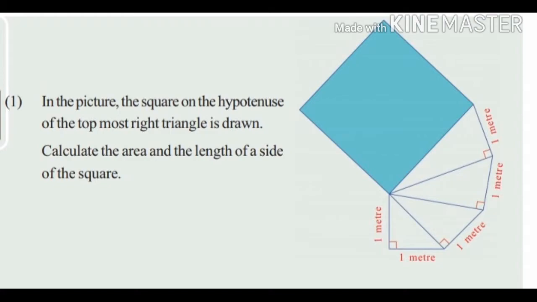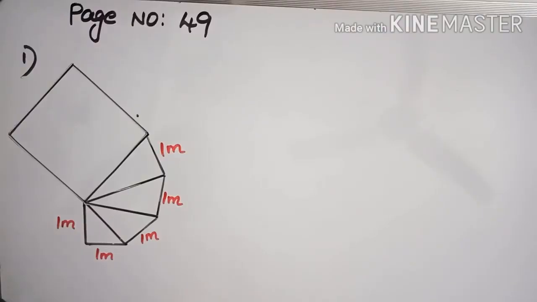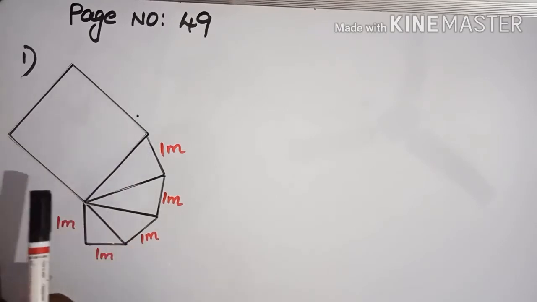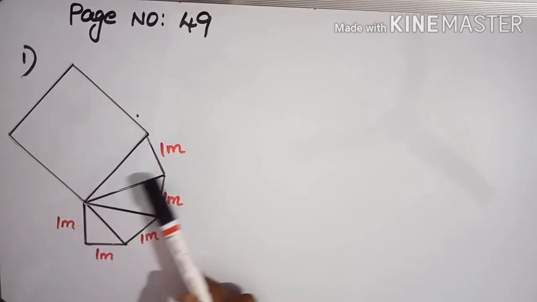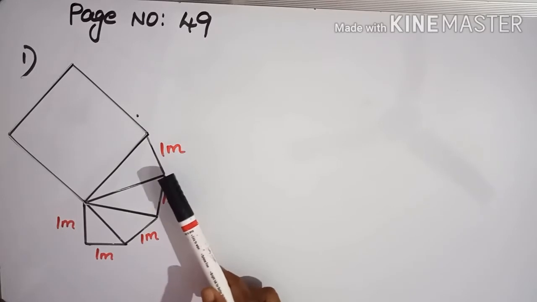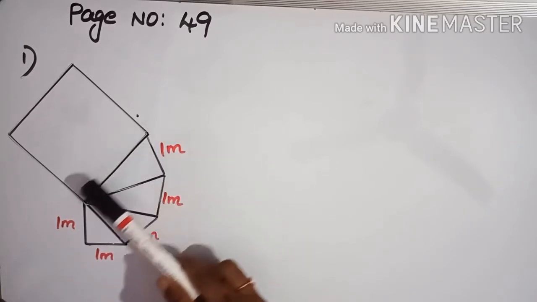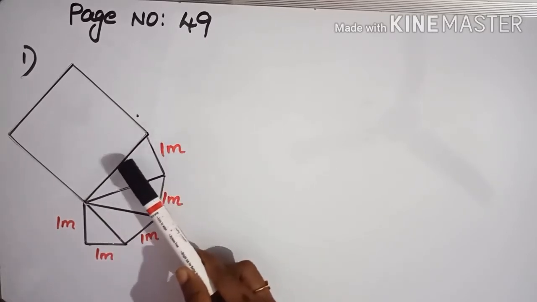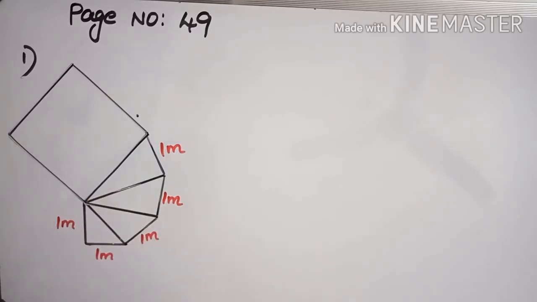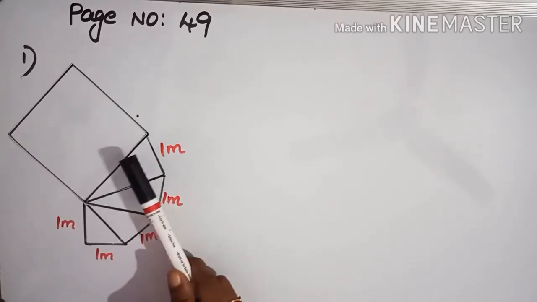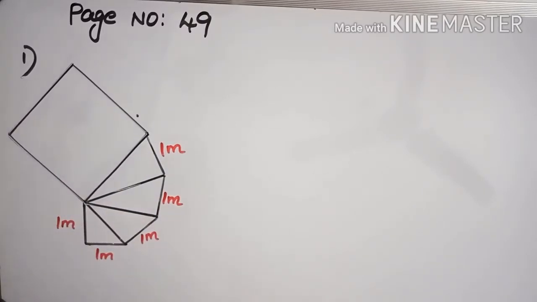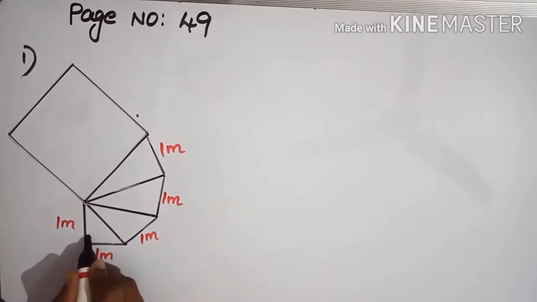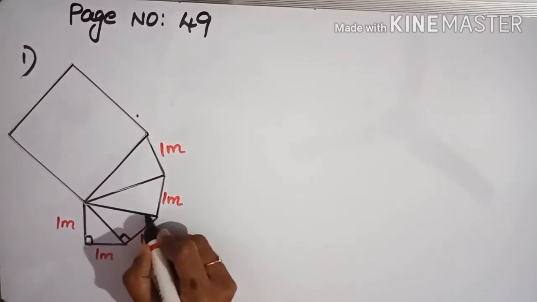In this question you can see that there is a square with the side as the hypotenuse of this right triangle. This right triangle's hypotenuse is the side of this square. We have to find the side of that square and the area of this square. For that, the clue given is that you can see 1, 2, 3, 4 right triangles. All these triangles are right triangles.